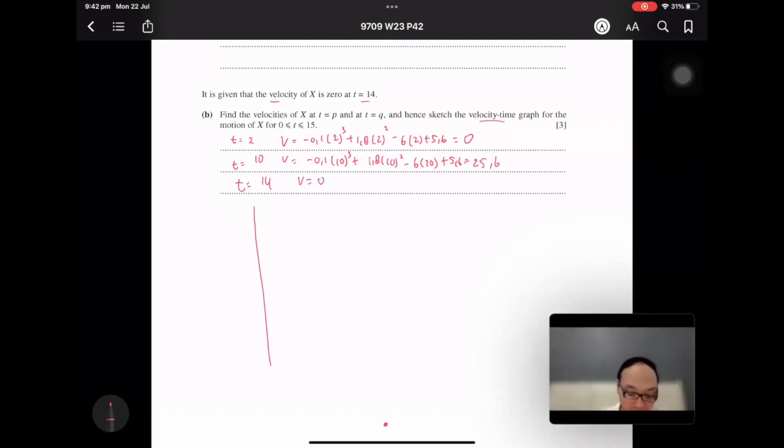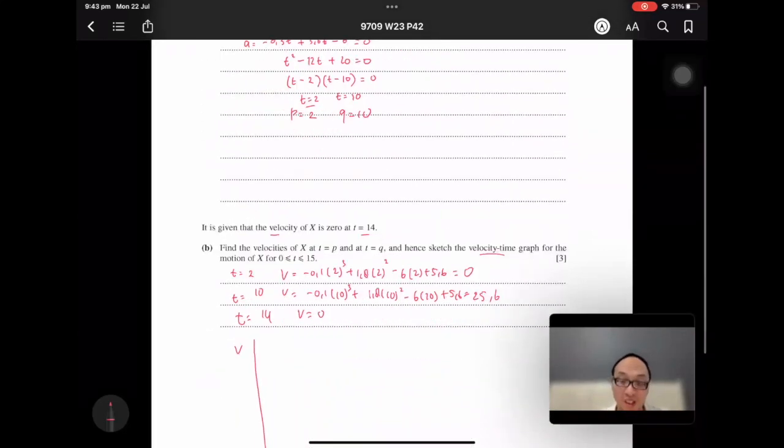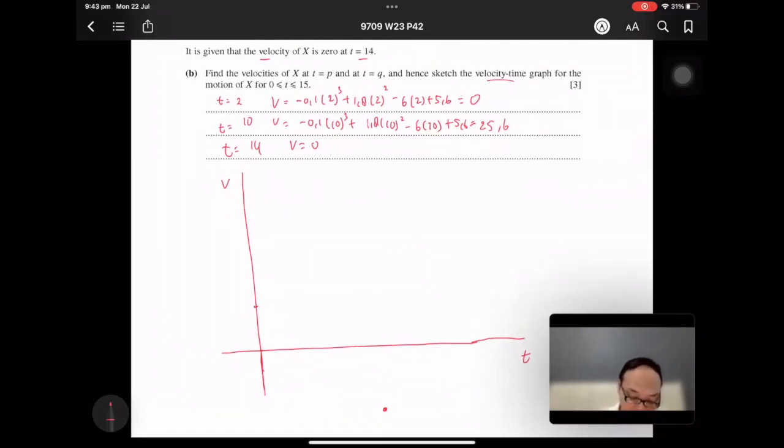So now we draw. This is t, this is v. When t equals 0, the velocity will be 5.6. When t equals 2, it will be 0. When t equals 14, it will be 0. When t equals 10, it will be 25.6 here.